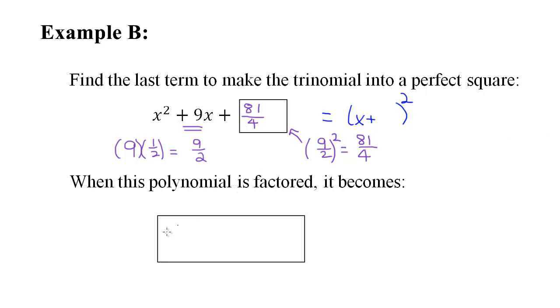And to factor this, we would have x plus this number here, our special number, 9 halves, squared. And if we multiplied this out, we would discover that this would give us x squared plus 9x plus 81/4. This step of turning a polynomial into a trinomial that can be factored as a perfect square is the critical step when we use the process of completing the square to solve quadratic equations.